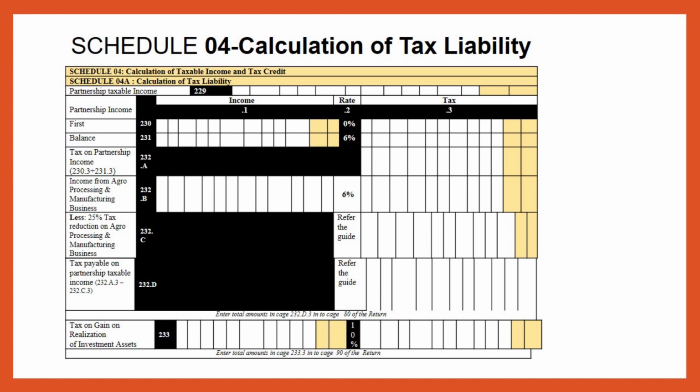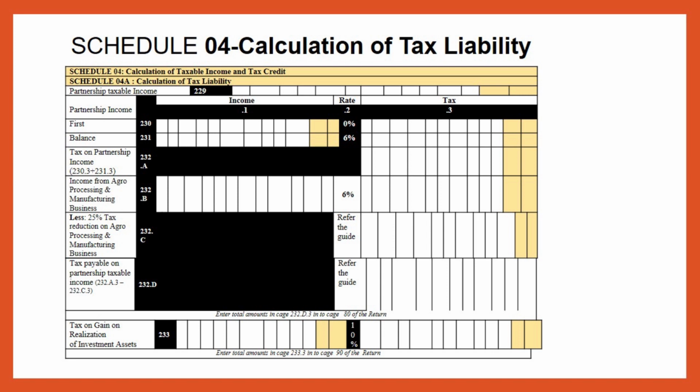The next step is to compute the tax liability of the partnership. Use Schedule 4A for that purpose. Schedule 4A may seem a bit complex for most of you, but it will not be so if you proceed with the schedule step by step. First of all, you have to distinguish between your taxable income. That is, between the taxable income from capital gains and the taxable income from the rest of the sources.